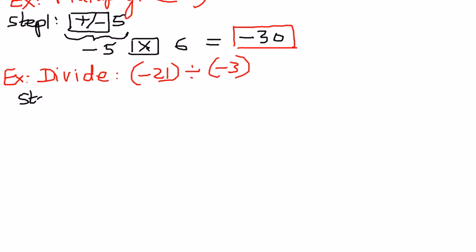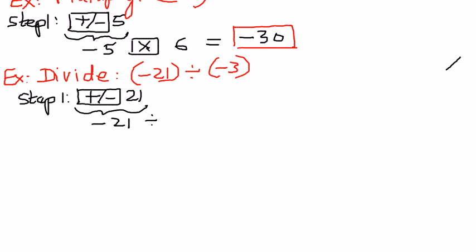Step 1 is to enter negative 21. Enter the positive negative button and then enter the value 21. The calculator should display negative 21. Then you have this division sign in your calculator. It looks like a forward slash, and you use the division symbol like that.